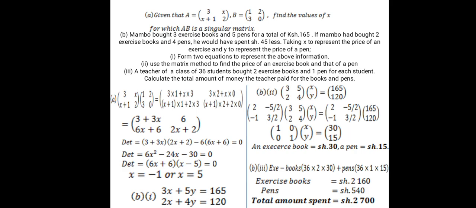1. Form 2 equations to represent the above information. 2. Use the matrix method to find the price of an exercise book and that of a pen. 3. A teacher of a class of 36 students bought 2 exercise books and 1 pen for each student. Calculate the total amount of money the teacher paid for the books and pens.